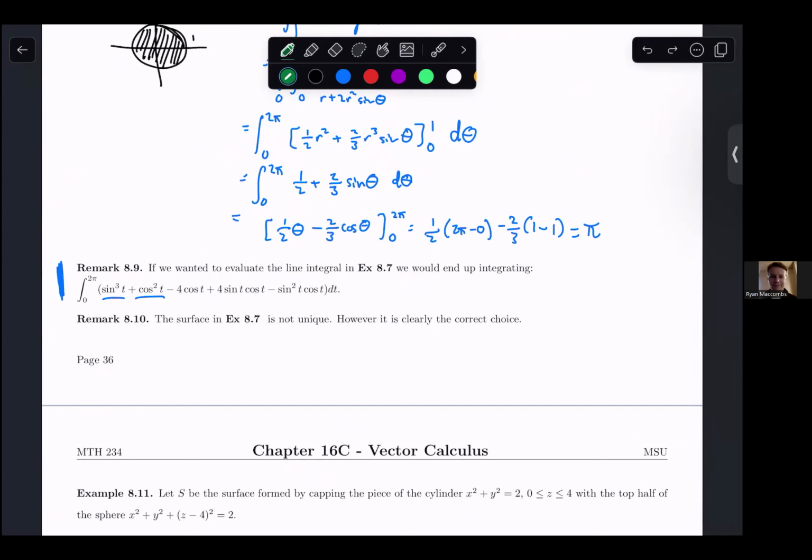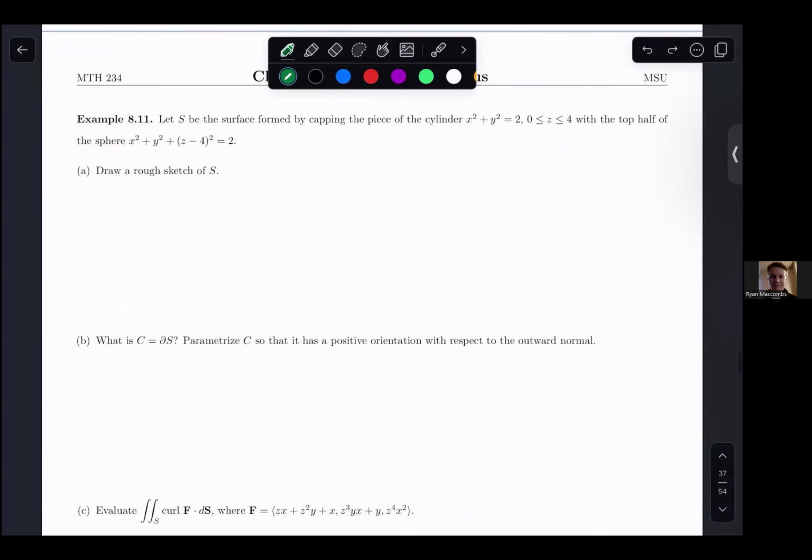All right. Well, we got one more to go for today. So let's go ahead and try this one together here. So S is going to be the surface formed by capping the piece of the cylinder here with the top half of the sphere. So let's go ahead and, like it mentions here, let's draw this thing. So S has a few pieces.